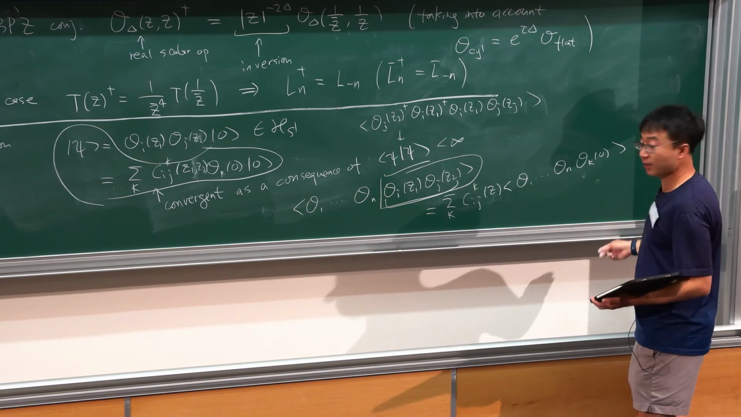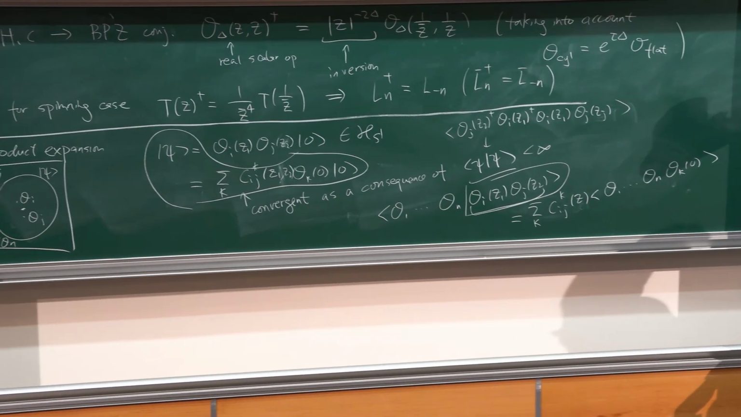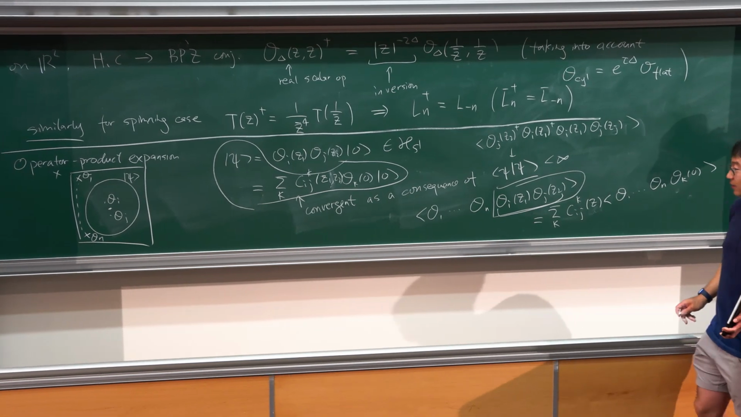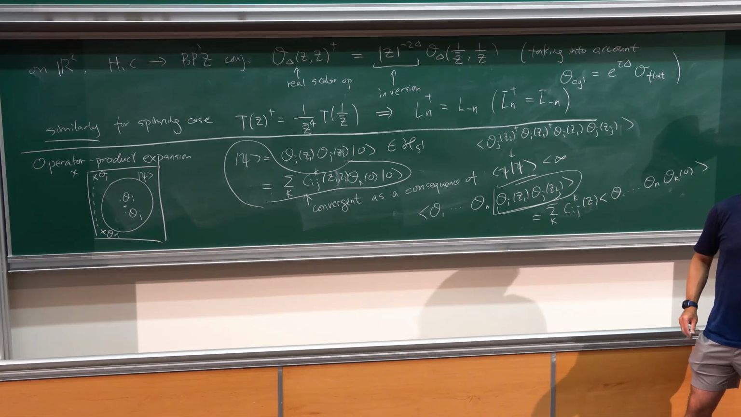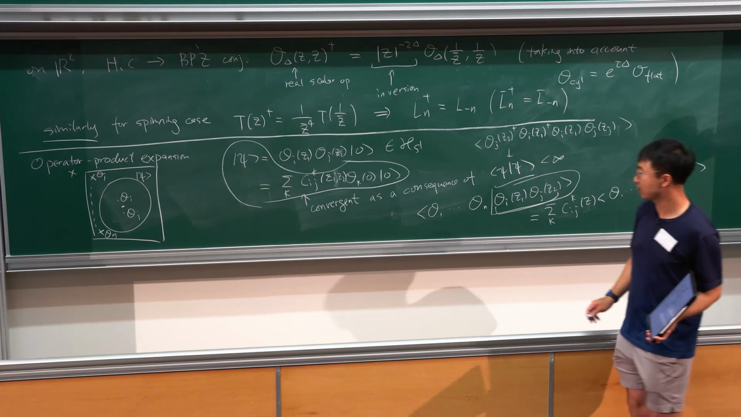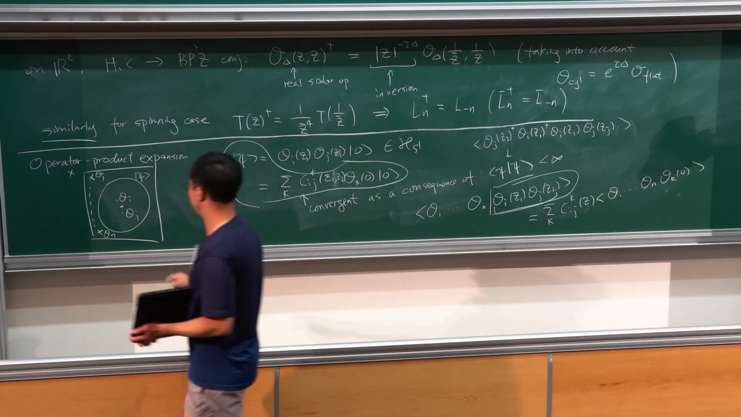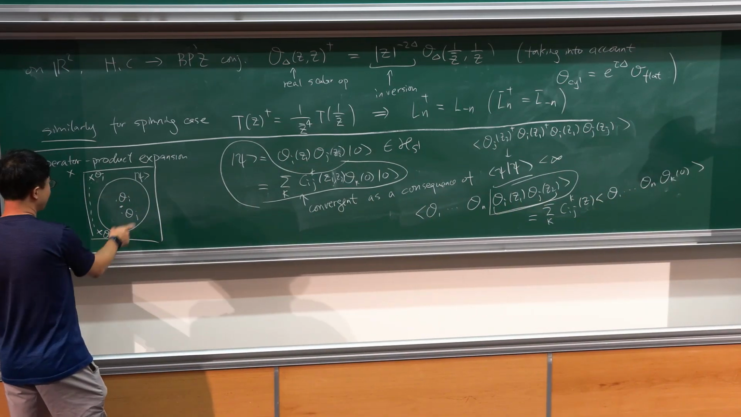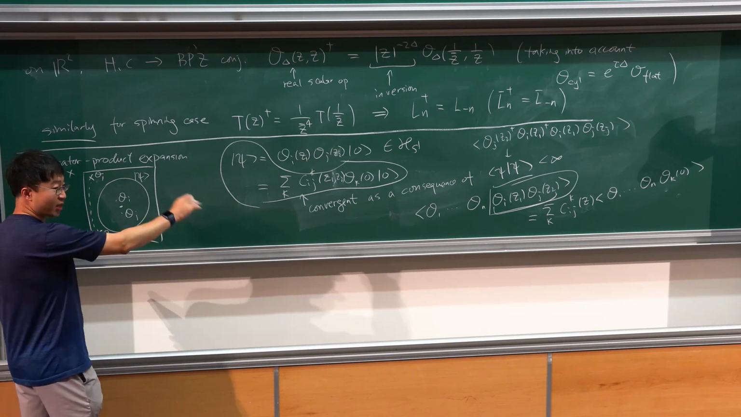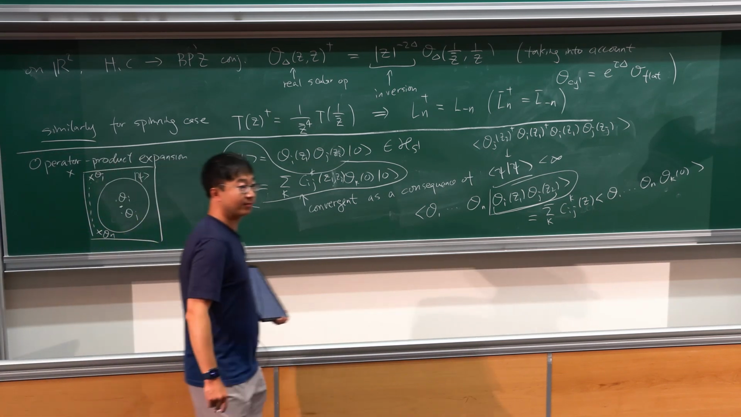Is this convergent in a disk of radius z1 minus z2? Or come again? What's the radius of convergence? The radius of convergence is that, as long as the operators are outside this disk, that expression is convergent. Okay.